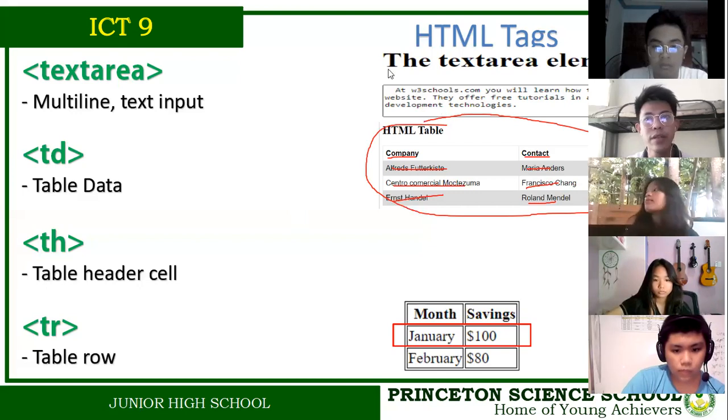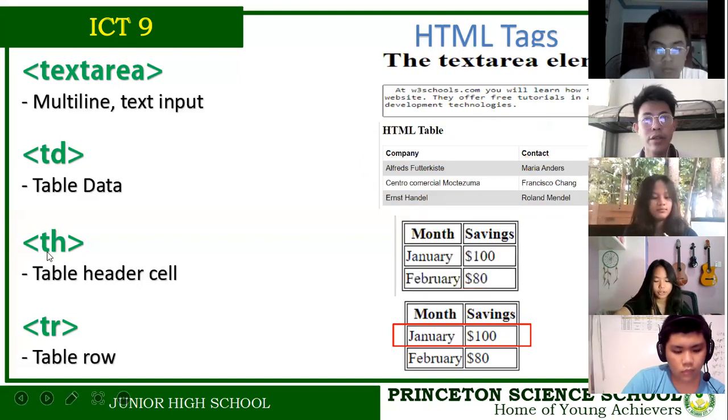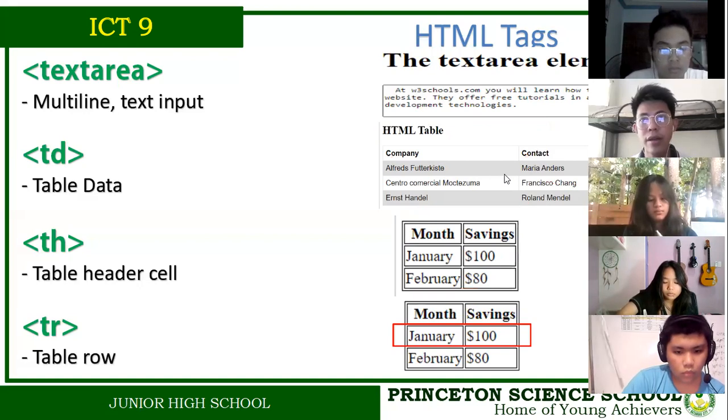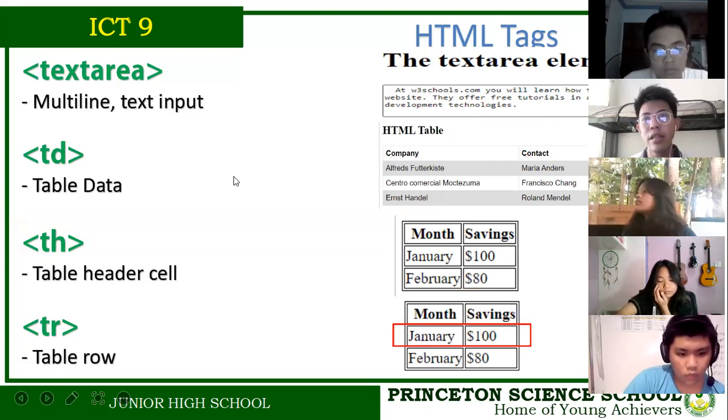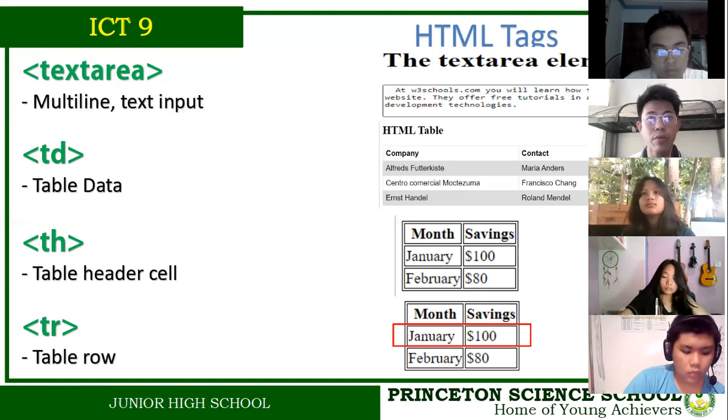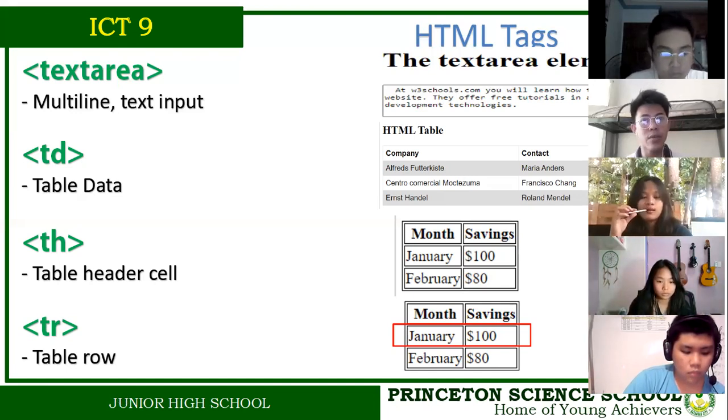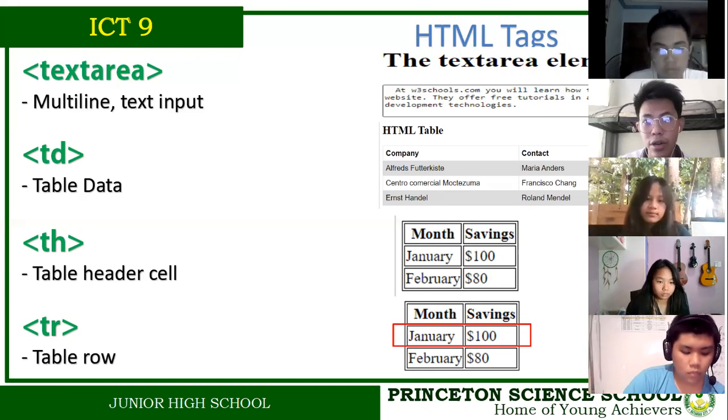Okay, and so for this one, we have the TH, or the table header cell. This is the one assigning where the table data will be. So we have our table data, for example, the table data of a company, contact, country. We don't know yet where to put them, so we put TH as a tag saying that those table data will be the table header.